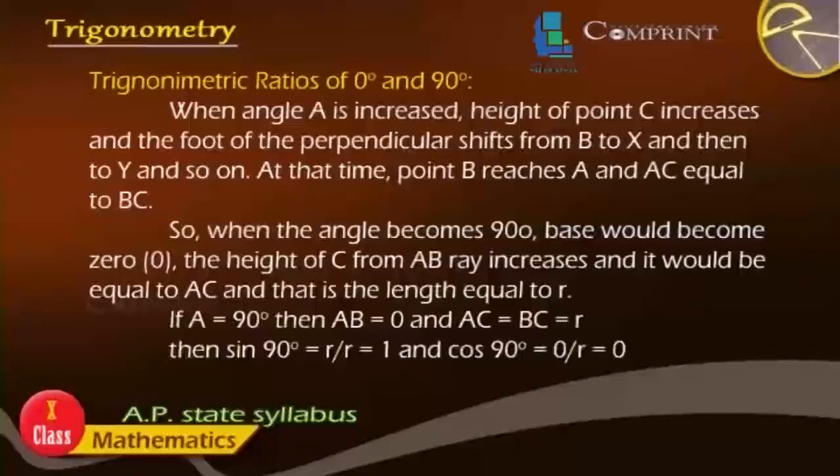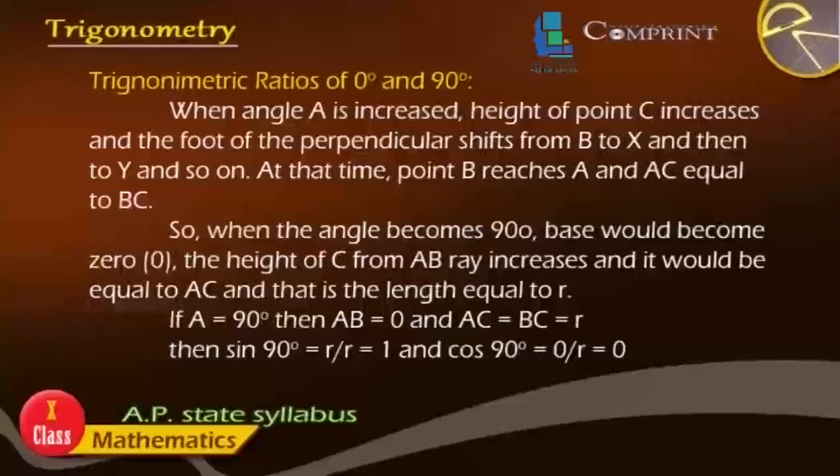When angle A is increased, height of the point C increases and the foot of the perpendicular shifts from B to X and then to Y and so on. At that time, point B reaches A and AC is equal to BC. So, when the angle becomes 90 degrees, base would become 0. The height of C from AB ray increases and it would be equal to AC, and that is the length equal to R.